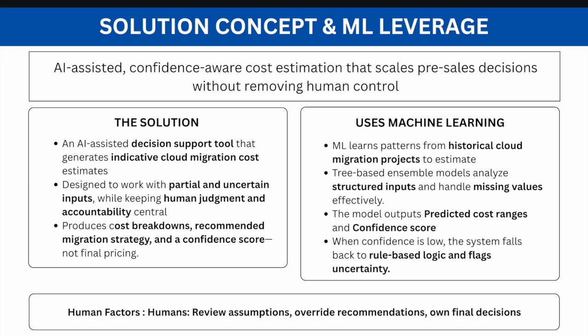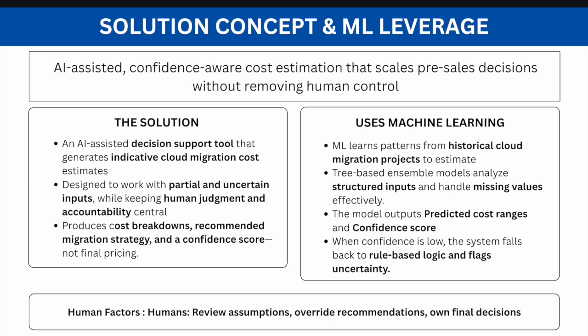Let's talk about the solution we have created: an AI-assisted, confidence-aware cost estimation that scales pre-sales decisions without removing human control. We have created an AI-assisted decision support tool that doesn't directly create a quotation; it just supports our sales team in making the decision, and generates an indicative cloud migration cost, not a final migration cost. It's designed to work with partial and unsettled inputs, because many times our customers don't give the full information, so we have to work with the partial inputs.